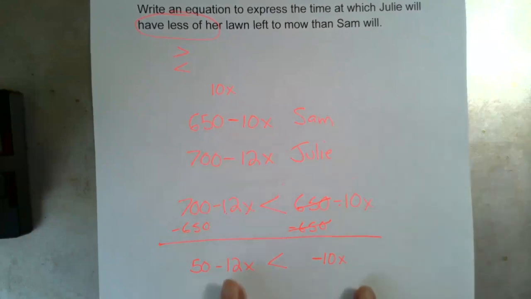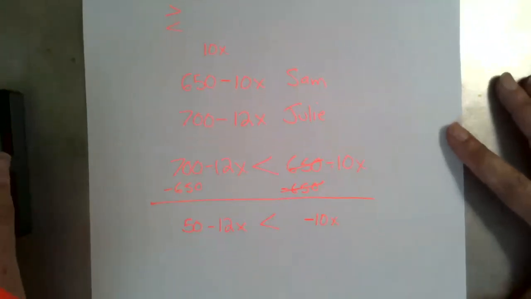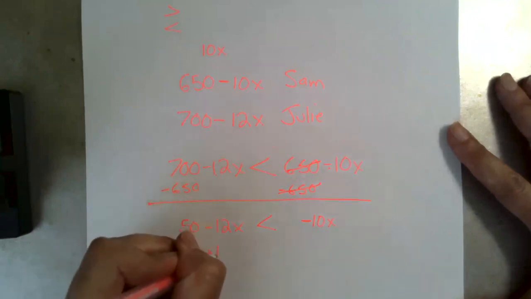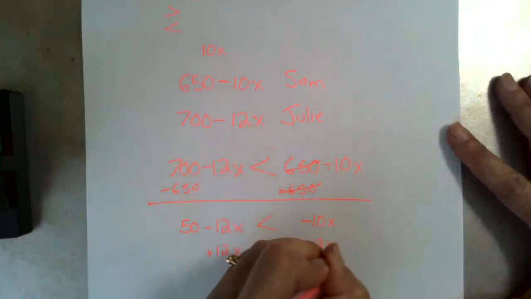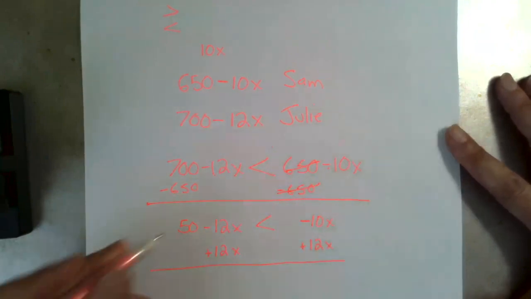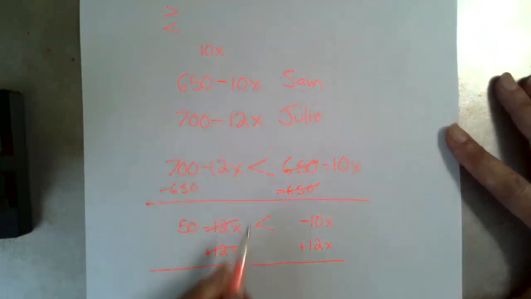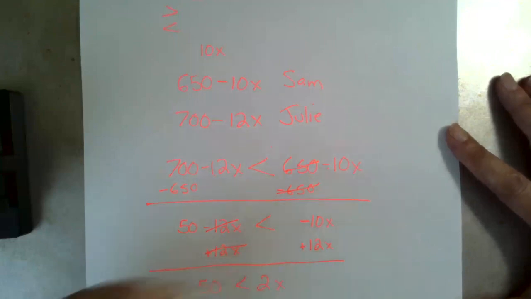All right, now I have x's on both sides of the inequality. So I'd like to get them on the same side. So again, as per always, opposite operations. This is a minus 12 here. So to get rid of it, I'm going to add 12 to both sides because of course I can do the same thing to both sides and it will stay the same. So those guys cancel. I'm left with 50 here. This less than doesn't change. And negative 10x plus 12x leaves me with 2x.